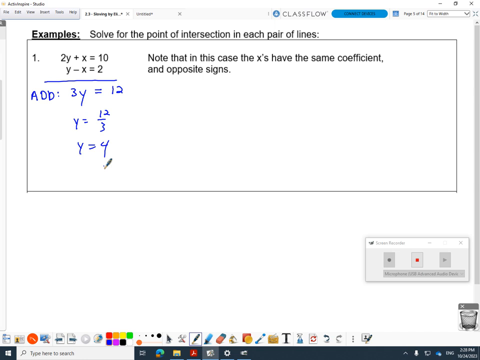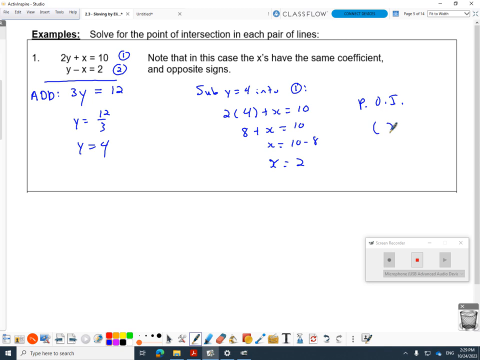I got to sub the y in. I got to go sub y equals 4 into, I don't know which equation to use. So if you don't know, just go ahead and sub it in the first one. It doesn't really matter. And what's 2 times 4? 8. And the opposite of adding 8, subtracting 8. And so I get x equals 2. So my point of intersection, I'm using this short form all the time now, is 2 comma 4.